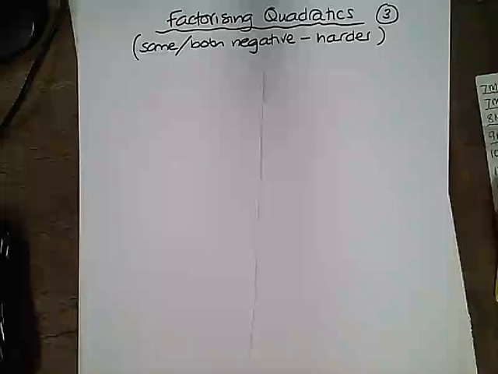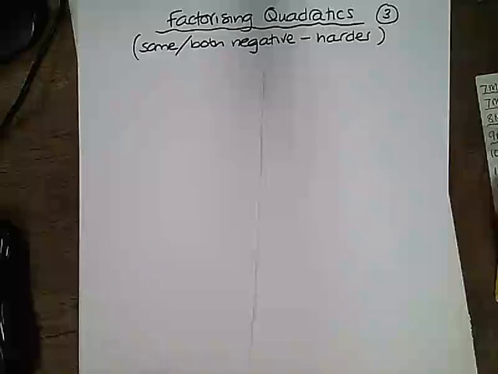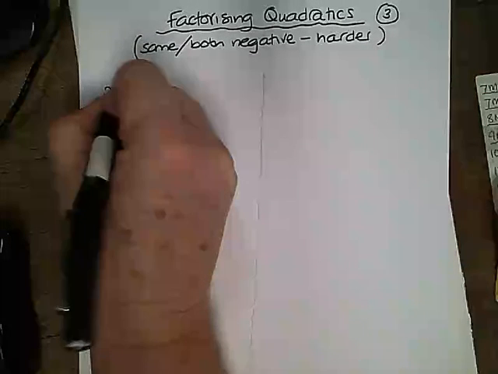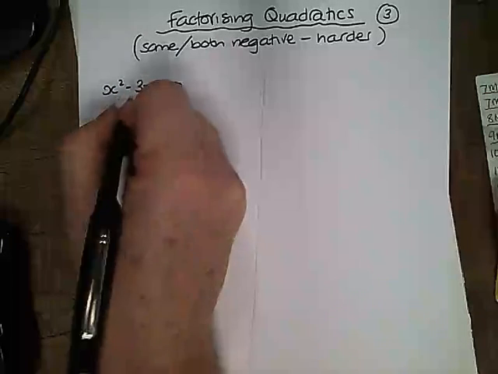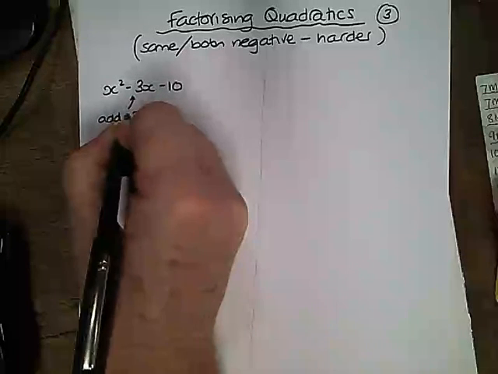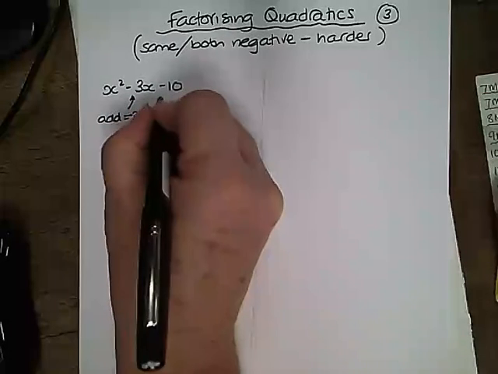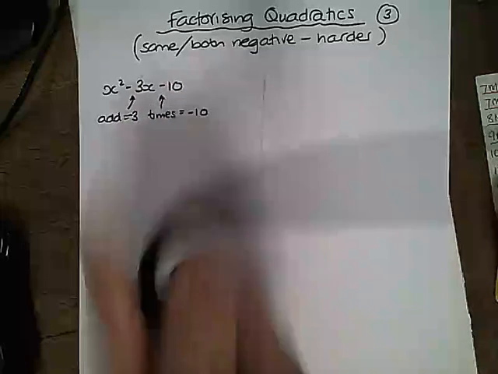This time I'm going to look at two sections where again one of the solutions is negative and then also where both of the numbers are negative. So I'm going to do two sections, go down the page like this. First of all, let's have a look at x squared minus 3x minus 10. The numbers have got to add to give negative 3, and times to give negative 10.